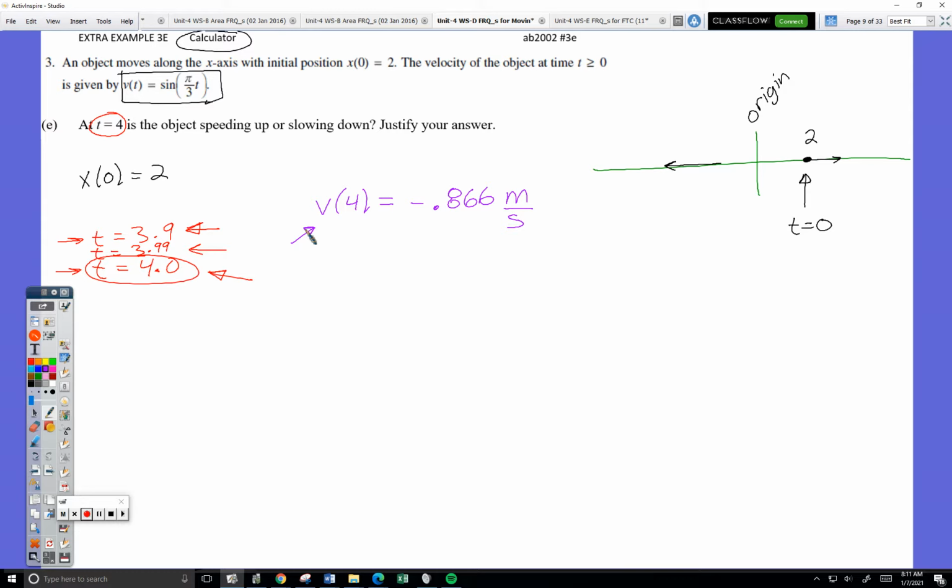It's just moving left. 0.8 means if you take out a ruler, you could literally measure the movement. This ruler is a meter stick. 0.8 is right there. So that means the object moves this much every second to the left.